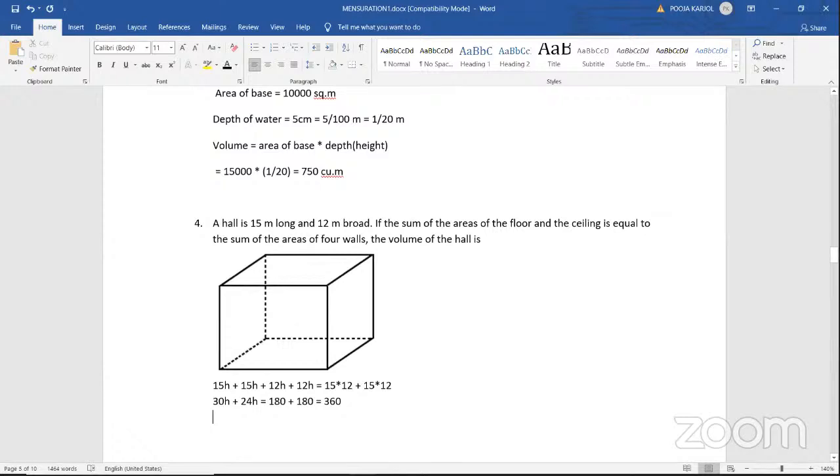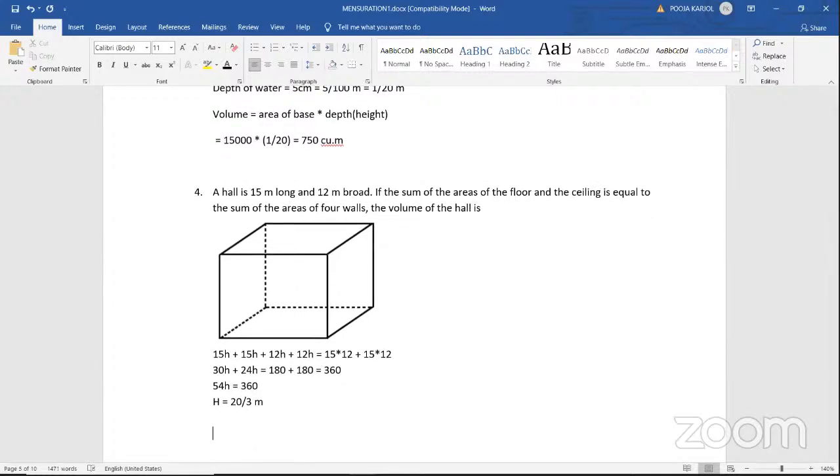So 54h is equal to 360. H is equal to how much? 20 by 3. Yes, 20 by 3 meters. Now volume is equal to length into breadth into height, which is 15 into 12 into 20 by 3. This is the purpose I said, keep it in fractions. 5 ones are 5, 5 into 20 is 100, so 1200 cubic meters. Any doubt? No, ma'am.